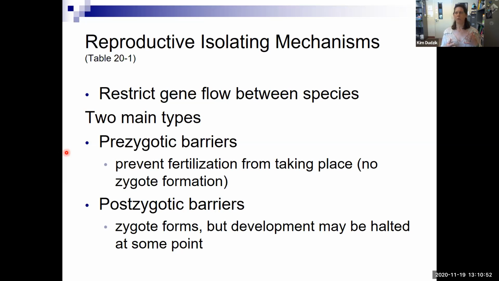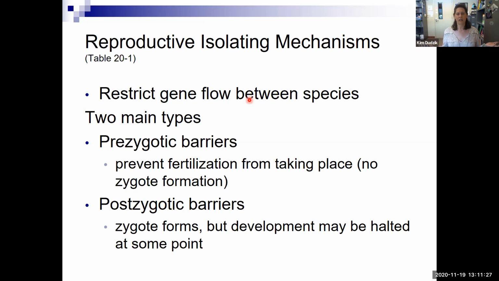The most obvious one we think of is a physical barrier, and we're going to go over that, but they're not always physical barriers. There's a really nice table for you in your textbook, table 20-1, that lists all the different types of isolating barriers. We can broadly categorize them into two main groups. If it's a prezygotic barrier, that means the two different species or the two individuals are prevented from mating with one another at all.